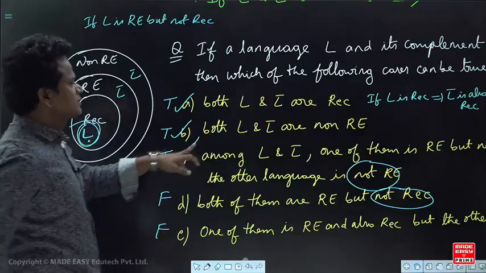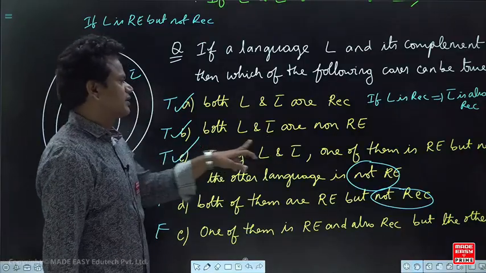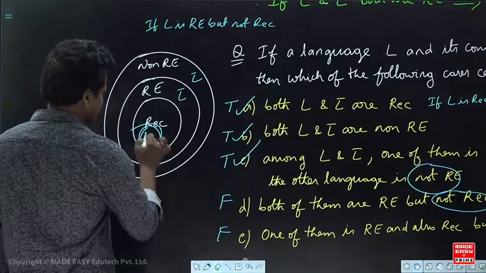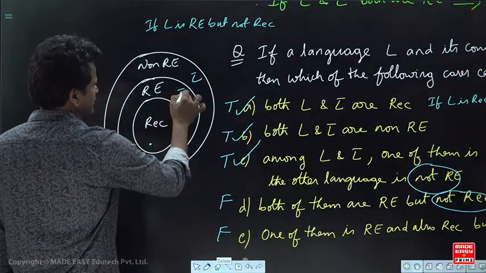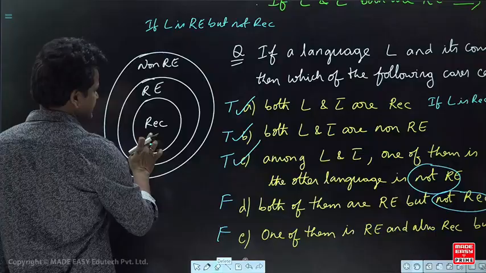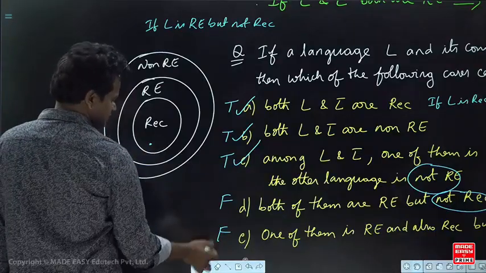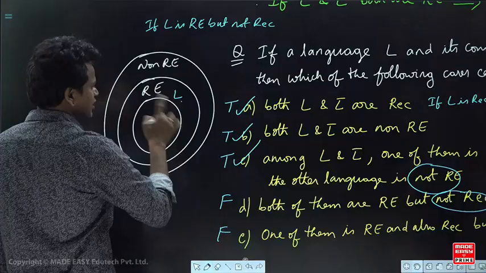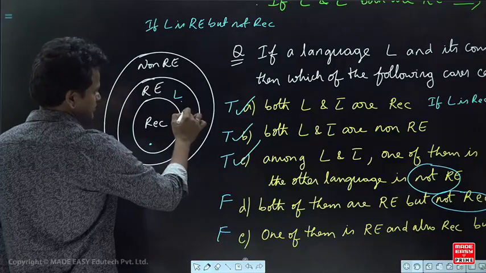Here both L and L bar are non-RE. That means one is done. The first one is done. Suppose L is here, and its complement is also here.